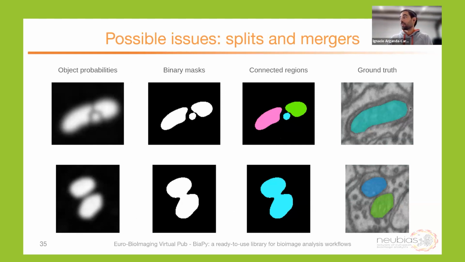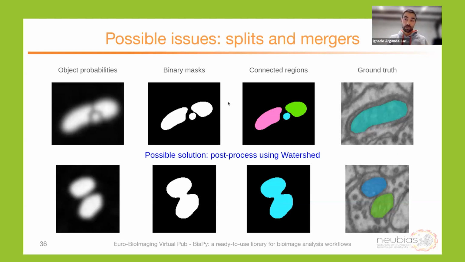So we can get out of a probability like this different objects where there should be one. This is called a split. Or we can merge objects where they should be different objects. This is called a merger. So the problem is that our results are going to be very sensitive to this binarization process. So can we do better?